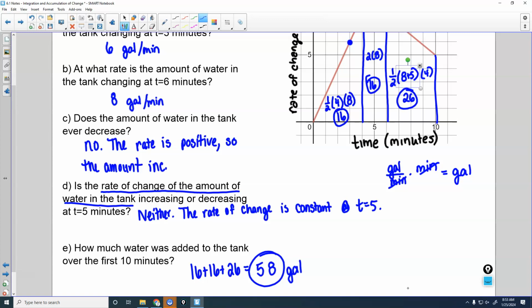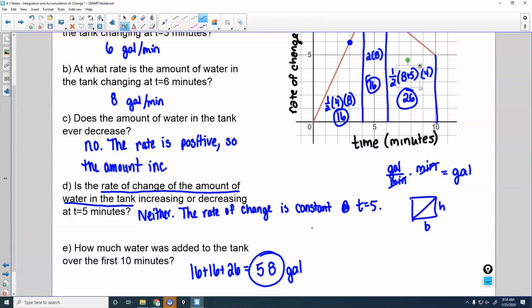Why do we have to learn? 1/2 base times height. It's just half of a rectangle, right? Because all rectangles could be cut in half, right? A rectangle would be base times height, and you just cut it in half. A triangle is half of a rectangle. That's crazy. So what's the trapezoid?